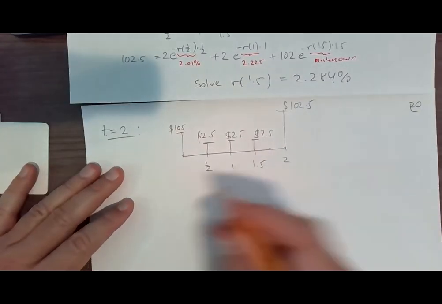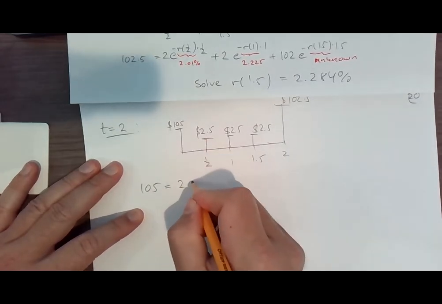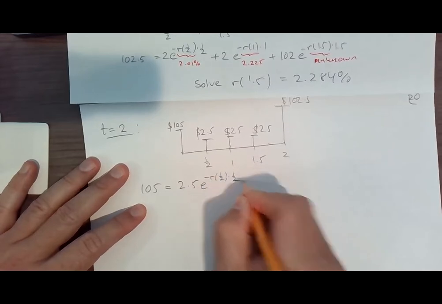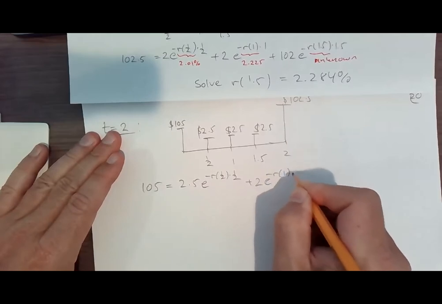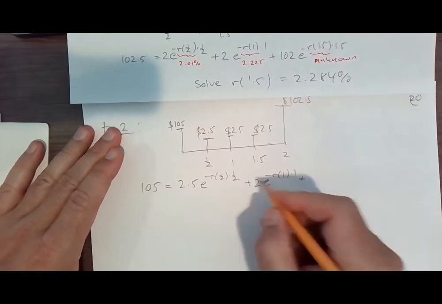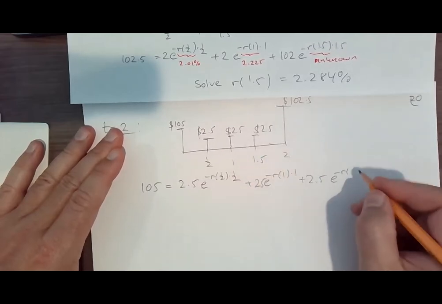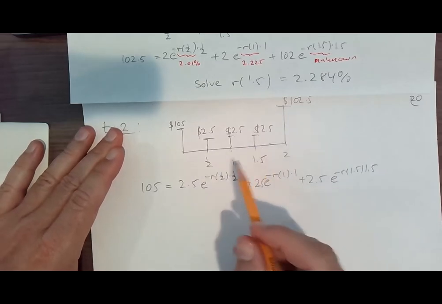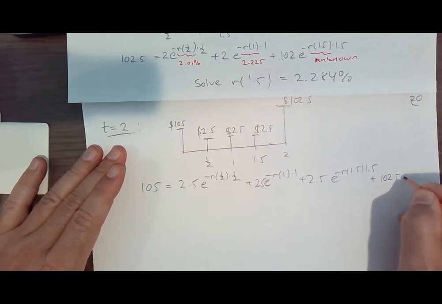And so what we do is exactly as before. We would have 105 on the left-hand side. We'll put in 2.5 times e to the minus r of one half times one half, and when do we get the payment? At a half. So we have that part. Same thing for the other ones. Two and a half, e to the minus r of 1.5 times 1.5. And these are quantities that we already derived. And the last one is 102.5 times e to the minus r of 2 times 2.